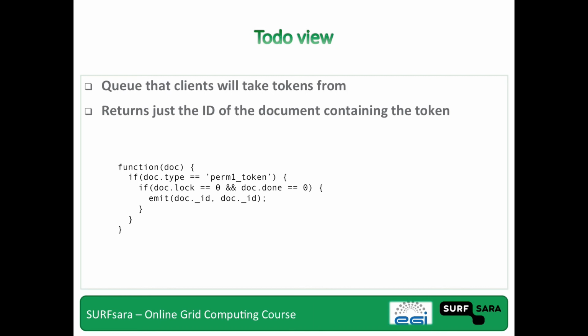So once that one has matched, you can check whether the token has either been locked or is done. So the doc.lock needs to be 0, and the done also needs to be 0. So if neither is the case, this token should be part of the queue and you can emit it. So the emit statement kind of resembles a return in other programming languages. The only difference is that you can have multiple emit statements in one function. So this is the code that is required for the to-do view, and we'll take a look at the other two as well.